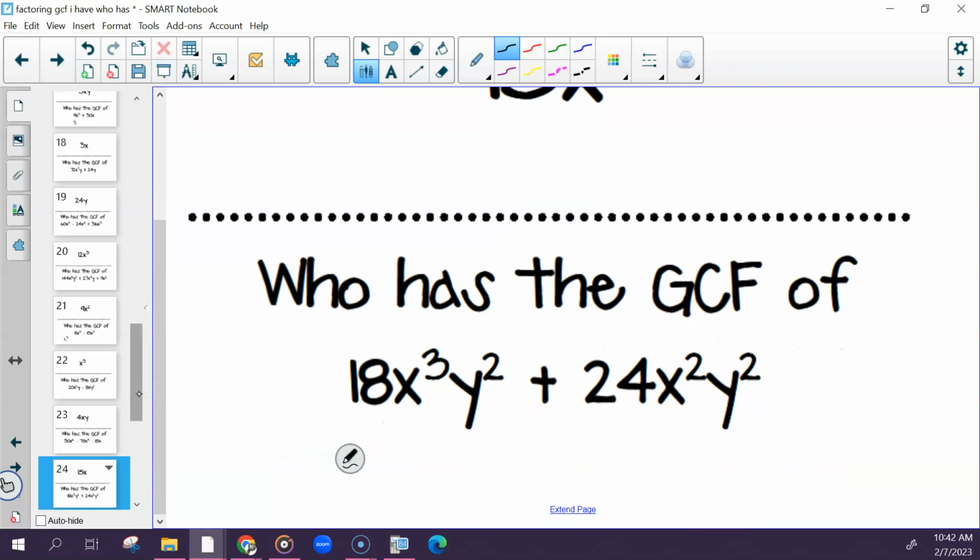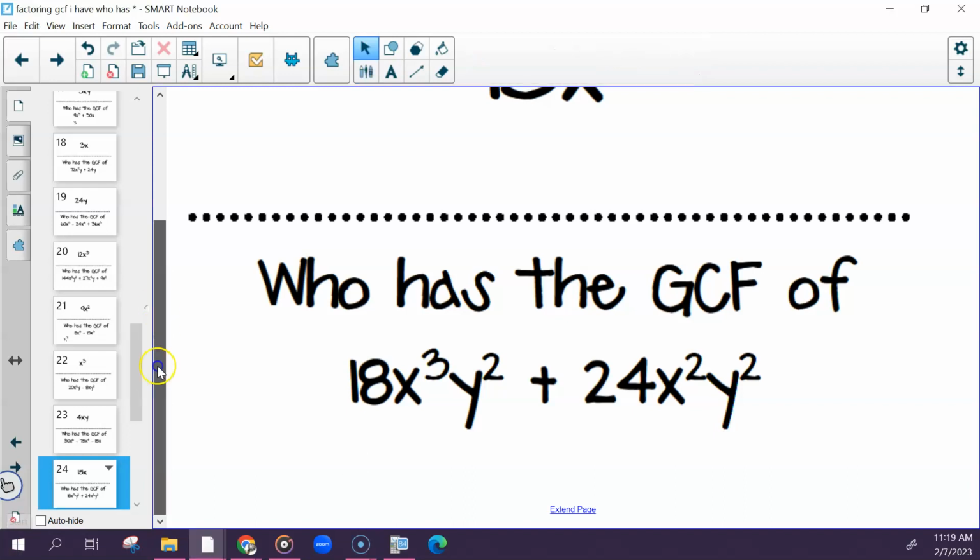Who has the GCF of 18x cubed y squared plus 24x squared y squared? We get this last one, we'll pause and finish after lunch. Don't take your cards with you to lunch, leave them on the desk, and then we'll finish. So we still have to figure out who has the GCF of 18x to the 3rd y squared plus 24x squared y squared.